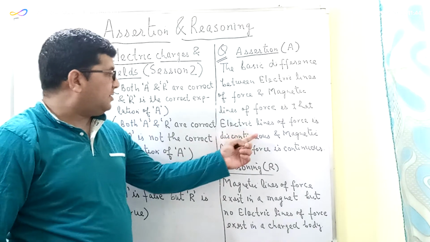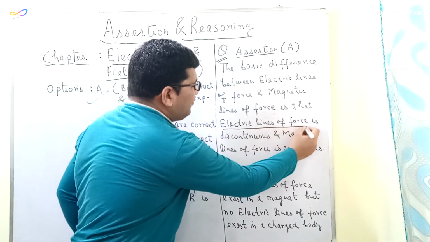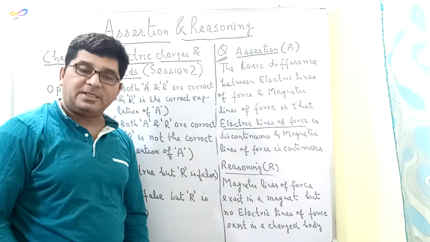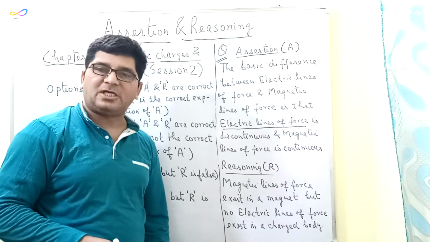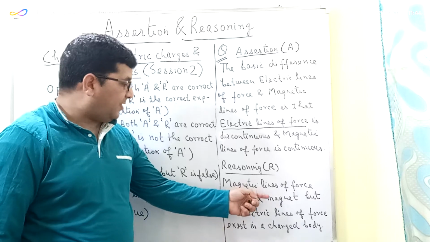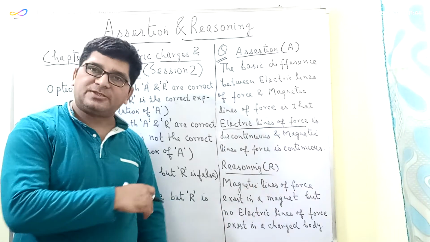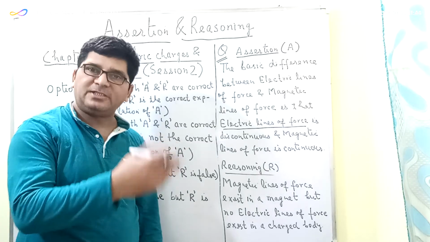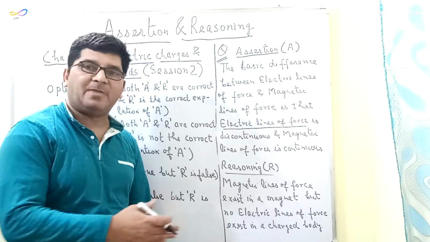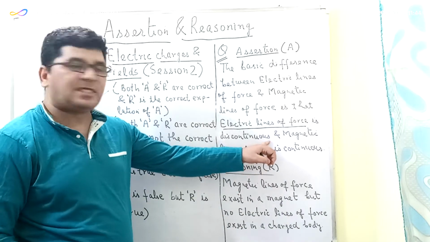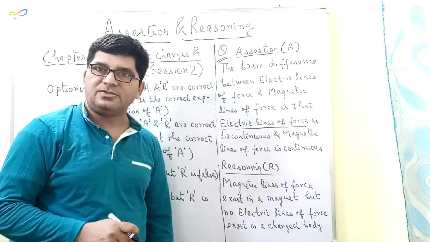So the most important thing you have to remember is that electric lines of force do not exist inside the charged body because the electric field inside the charged body is zero. Whereas in the case of a magnet, the magnetic lines of force exist outside the magnet and are also existing inside the magnet. In the case of a charged body, the electric field lines only exist outside the charged body.